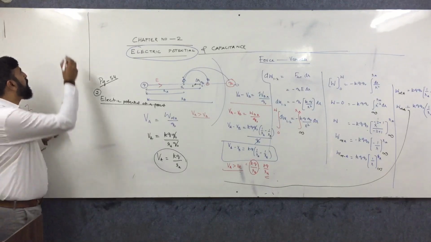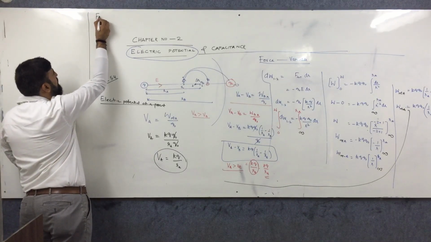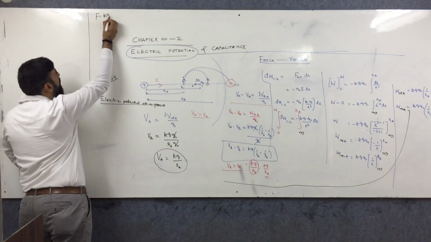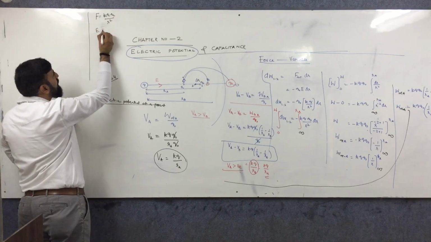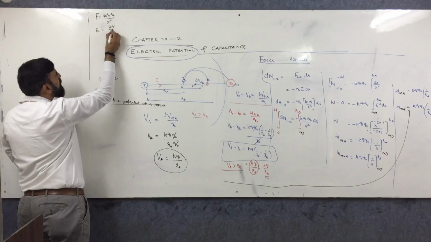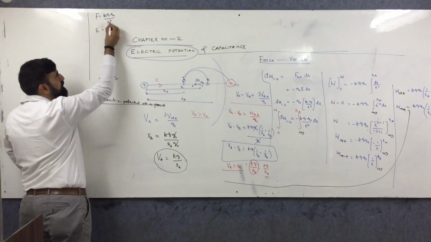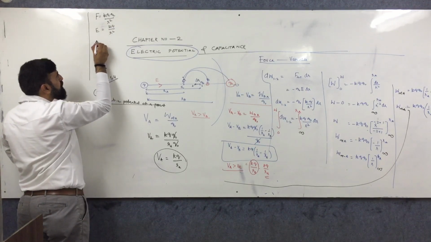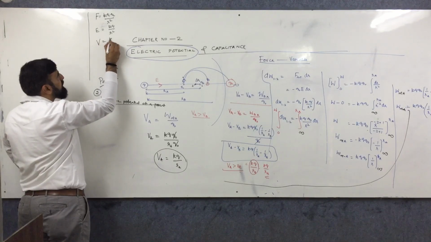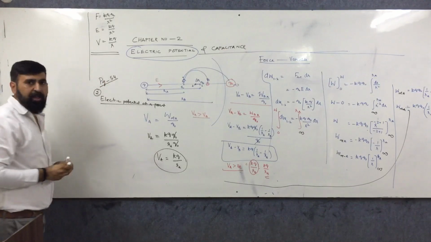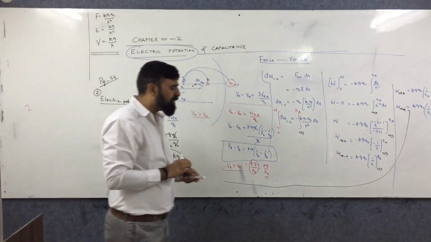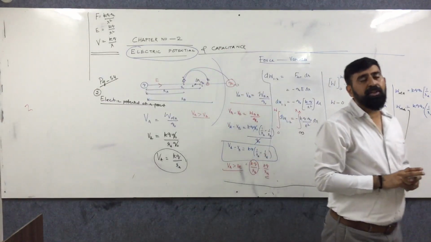We said what is force? Force is KQ1 Q2 upon R squared. What is electric field? We said electric field is only KQ by R squared. See these terms, R square, R square. When you talk about potential at a point, it is KQ by R, isn't it? Fine. So this is deriving the expression of potential at a point.